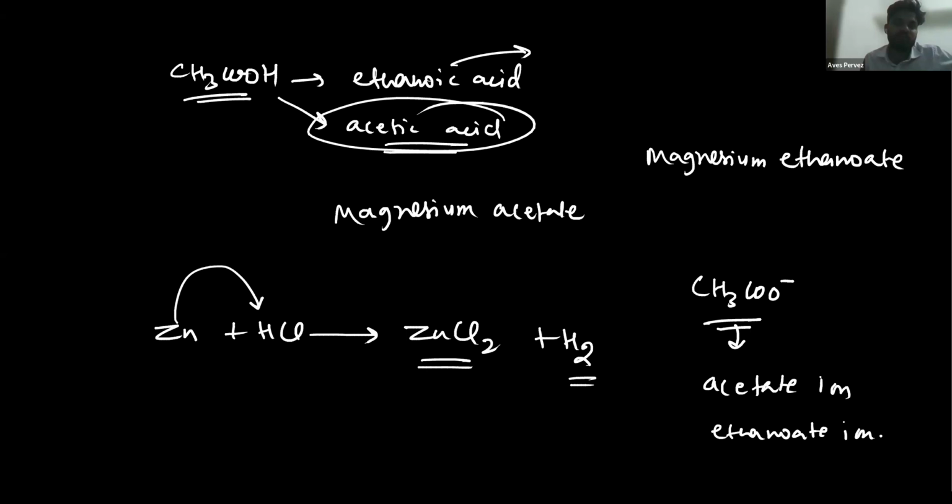Let me ask. Yes, Shweb, tell me, beta. Why am I writing here ZnCl2? Why am I not writing ZnCl? Shweb, are you there in the class? Yes, sir. Can you tell me why I'm writing ZnCl2, not ZnCl? Because it is replacing this hydrogen, so it will combine together to form ZnCl2.